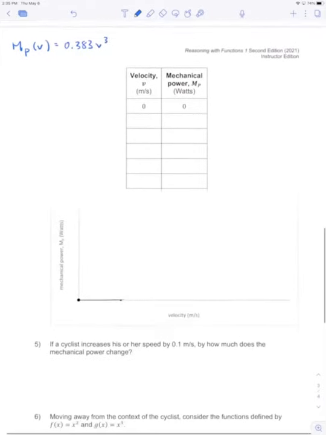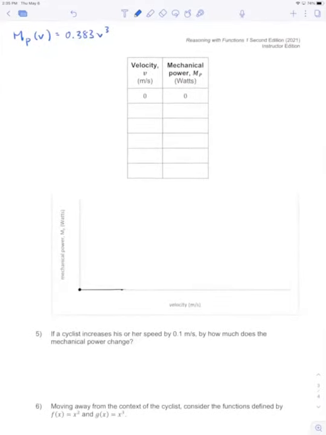Okay, so let's think how we can do this. We can use the same numbers. Let me do this. I am going to copy this down and then slide the screen up. There we go. Now, I'm going to do the same thing. We'll go 0, 2, 4, 6, 8, and 10. And again, m sub p, we'll substitute a 2 in first. We get 0.383, and that would be 2, and this time cubed.